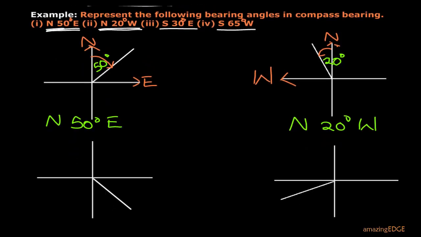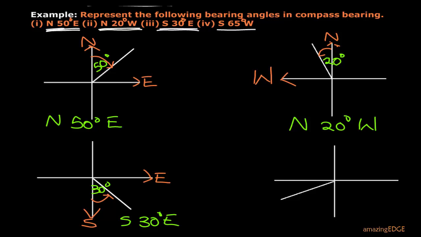Then let's look at the third one. The third one says you move from south to east. So first of all, get the south and the east. Here is south, and here is our east. Then we are going to move 30 degrees from south to east. You are going to move in this form, from south to east, and the angle that you're going to make there is 30 degrees. So from south to east, you have 30 degrees.